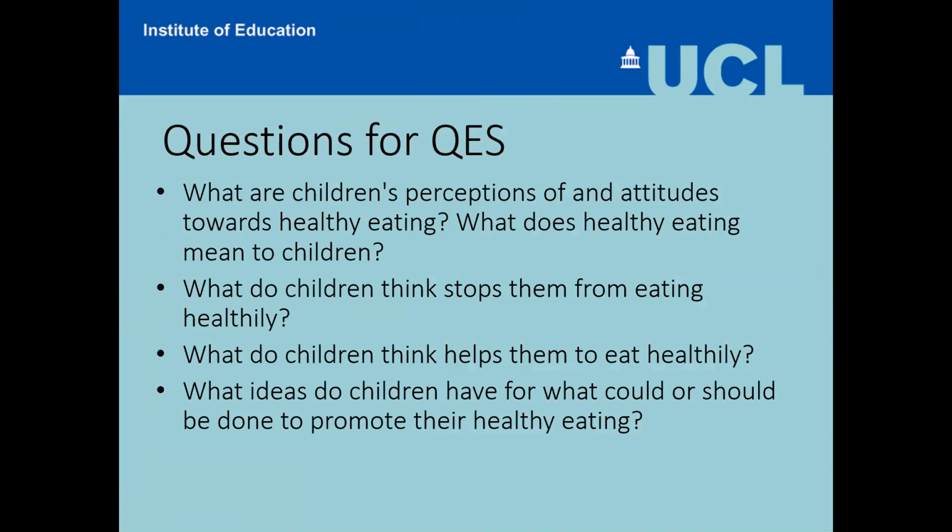And so when that work was done, the questions for our synthesis of qualitative studies were around what are children's perceptions of and attitudes towards healthy eating, and what does healthy eating mean for children. So it's really getting at this configurative type of work, understanding and meaning. We also asked, what do children think stops them from eating healthily? What helps them to eat healthily? But we also looked to see if children in these studies had expressed ideas about what could or should be done to promote their healthy eating.